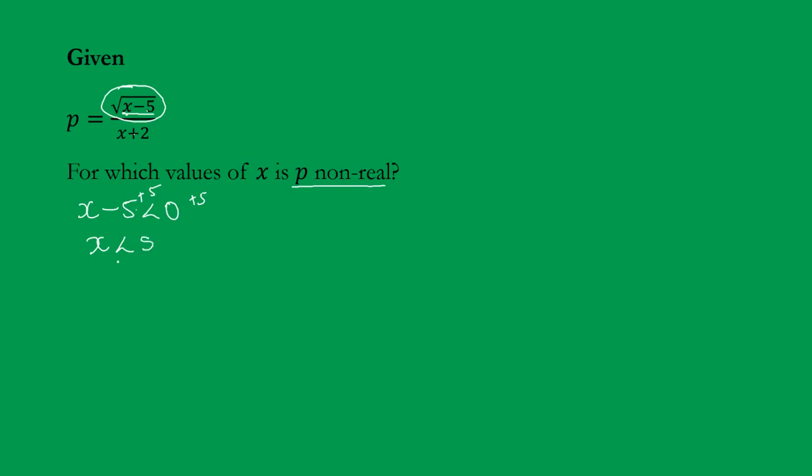If x is less than 5, then p is going to be non-real, because if x is less than 5, x minus 5 is negative, and the square root of a negative number is non-real. So p is going to be non-real if x is less than 5.